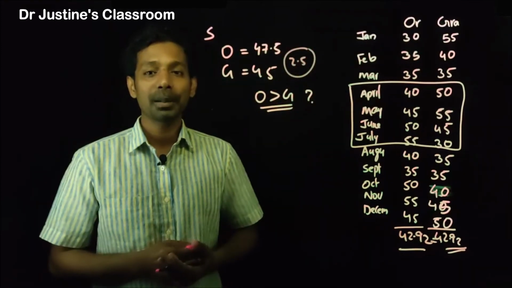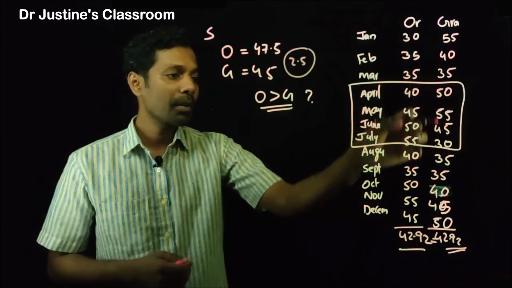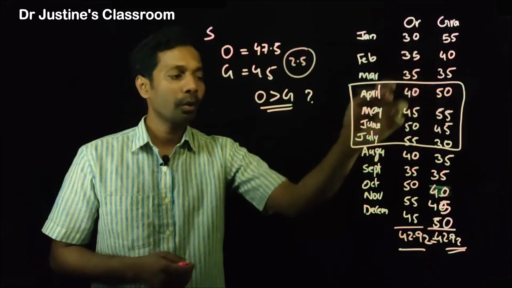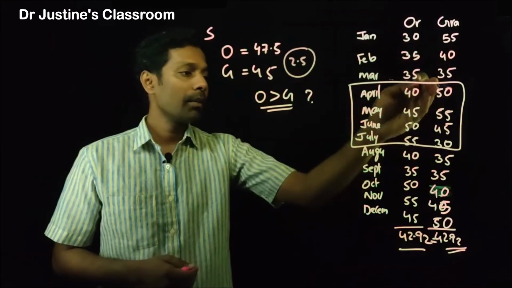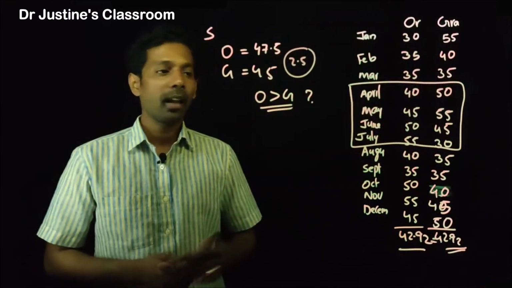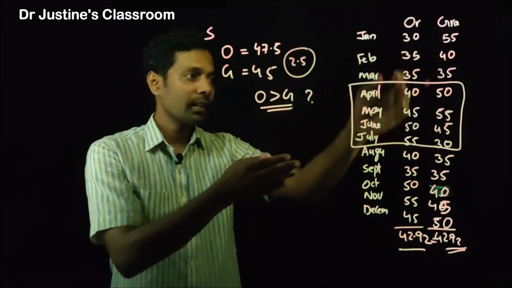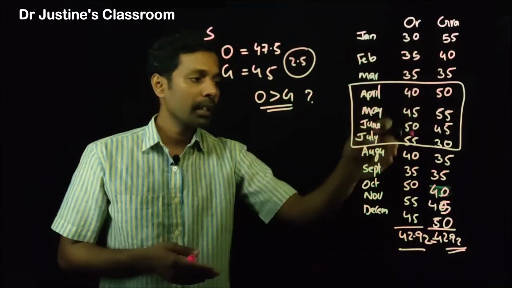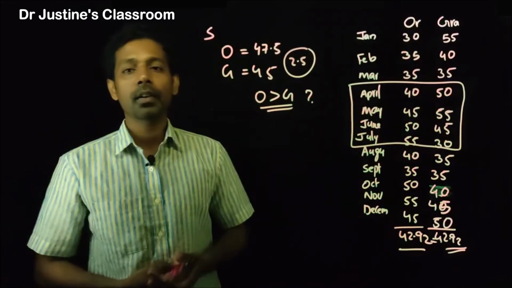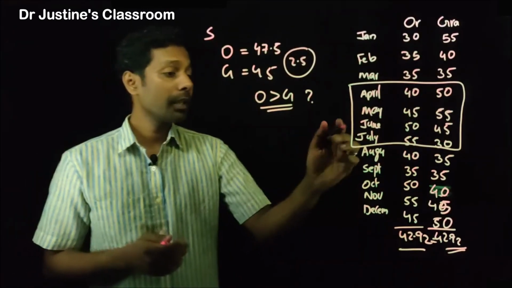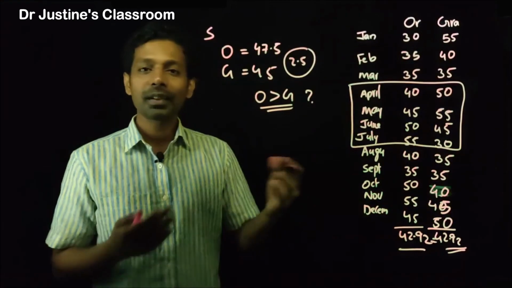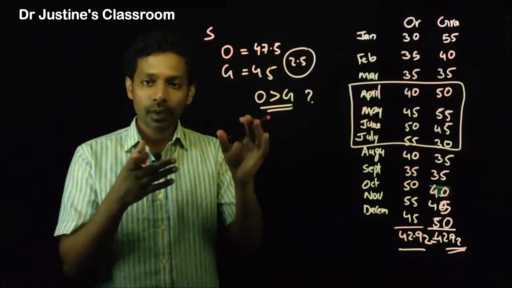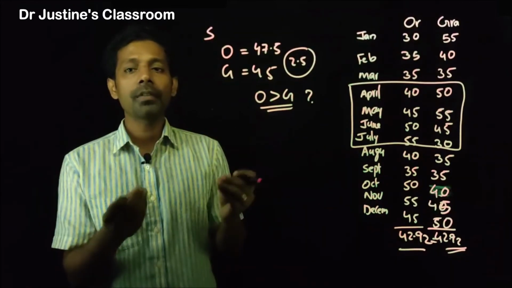This is called a sampling fluctuation. I have taken a sample where orange was more costly in April, May, June, July. Orange price was higher compared to the other product. And these differences between the sample that we take and the entire population are called sampling fluctuation. What if you take another sample somewhere here? You will get a different kind of result.